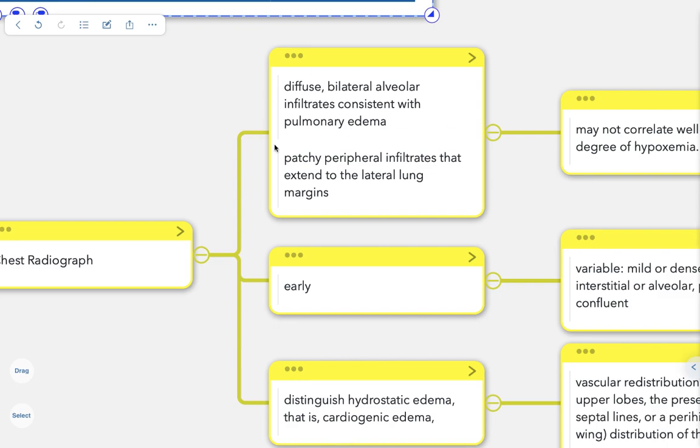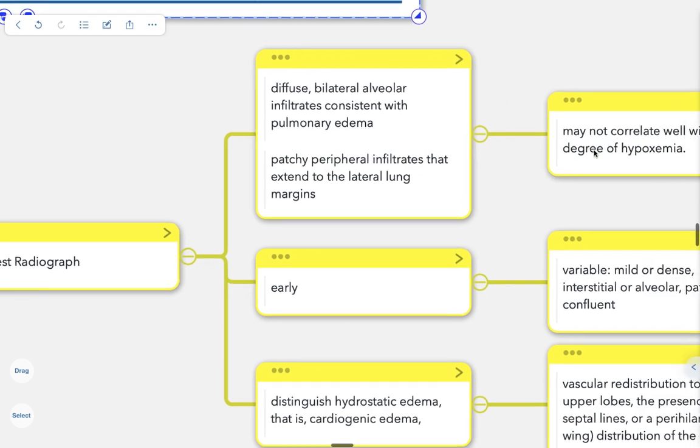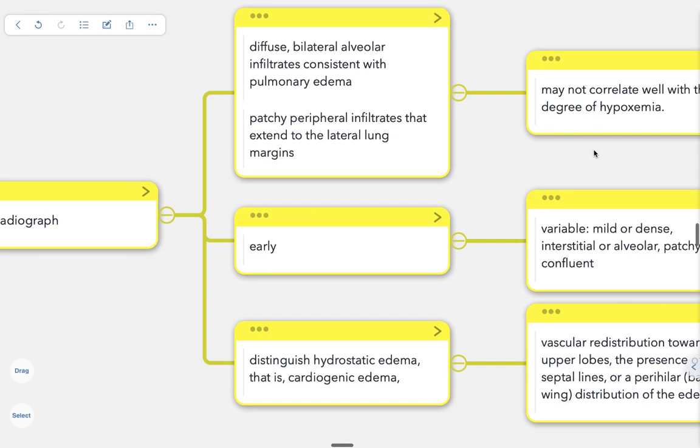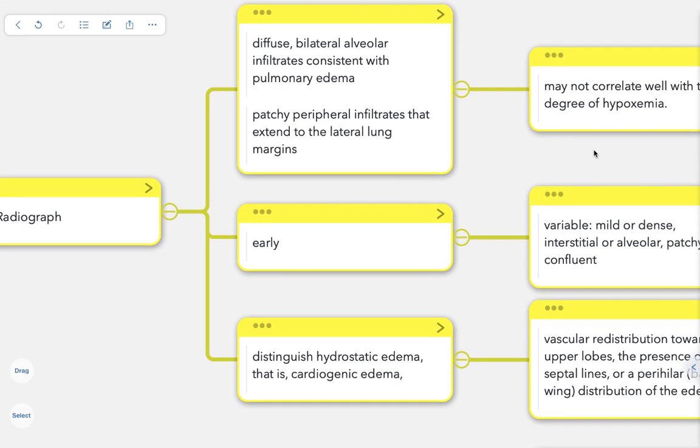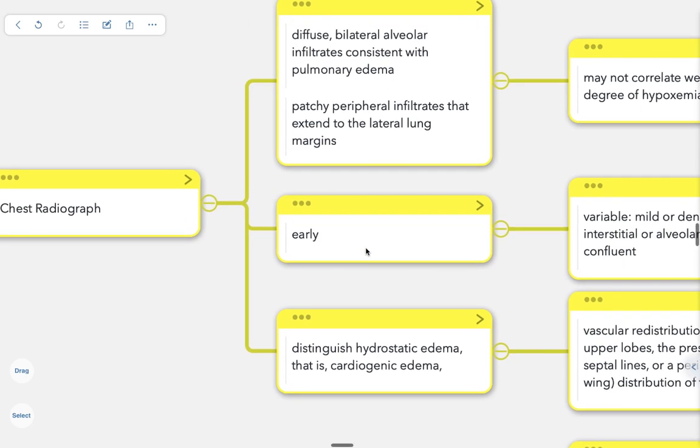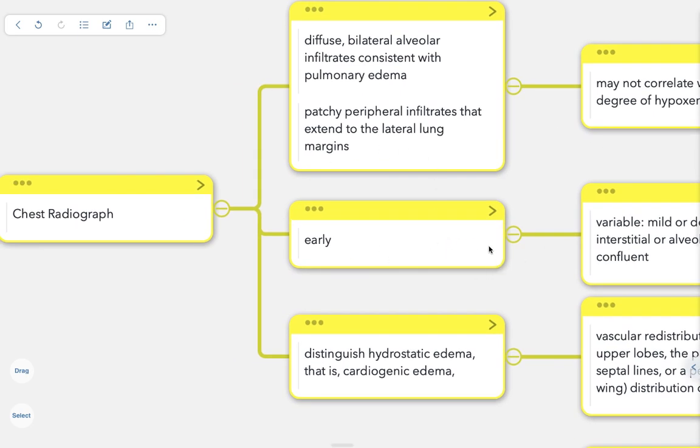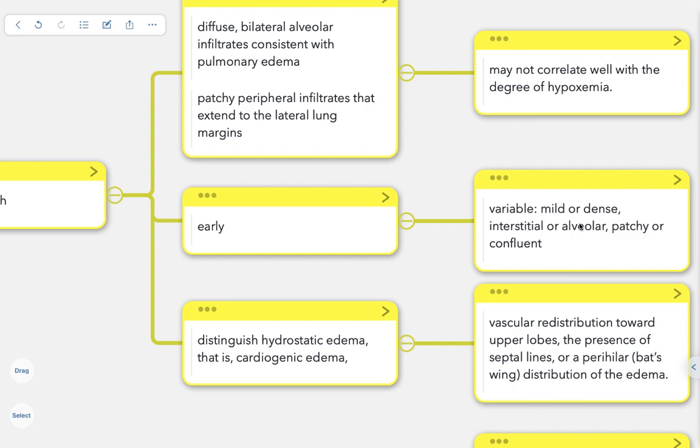Now, remember that the extent of the lesions may not correlate well with the degree of hypoxemia. It's not necessary that the more the infiltrates, the more severe the hypoxemia. That is not the case. Then, chest radiography in the early stages may be variable: mild, or dense interstitial or alveolar, patchy, or confluent shadows may be seen.